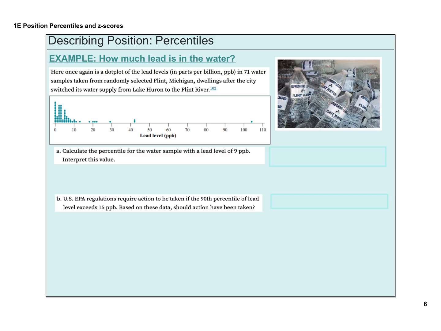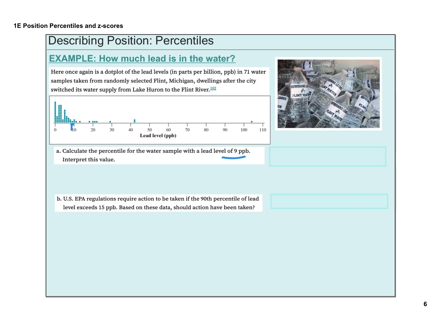We've looked at this data for lead in the water before. And it says here, once again, we've got the dot plot of 71 water samples taken in Flint, Michigan, from dwellings after the city switched its water supply from Lake Huron to the Flint River. So we're going to calculate the percentile for the water sample with lead level of 9 parts per billion. So 9 parts per billion, I want to look at my 9. It's kind of hard to see here, but it's right there. Hopefully in your notability, you can blow yours up a little bit.